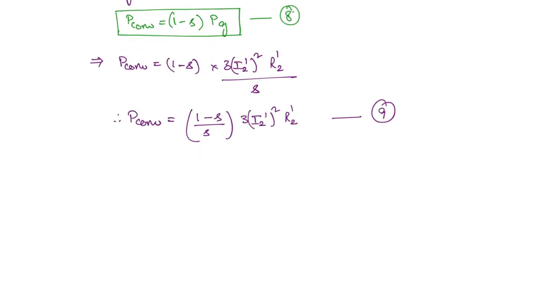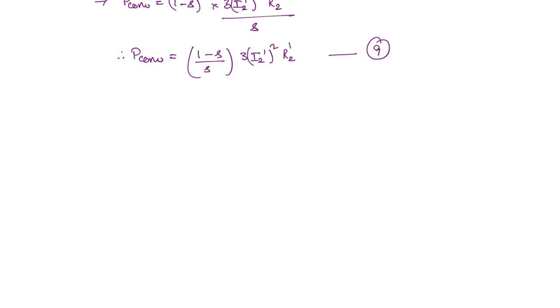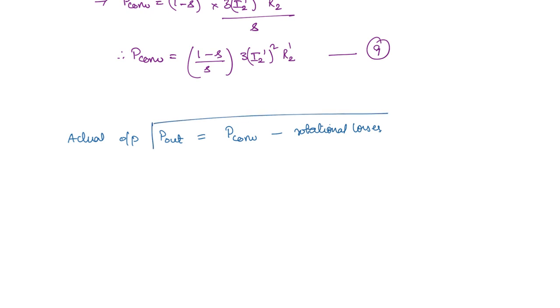Finally, after the converted power, what else is left out? The output power, the actual output power. Actual output, P out, is equal to, what will it be? From whatever energy is converted into mechanical form, from that energy you have to subtract the rotational losses. The rotational losses consist of the friction and windage losses as well as stray losses, right? So this is the expression for the output power. You can take it as equation 10.